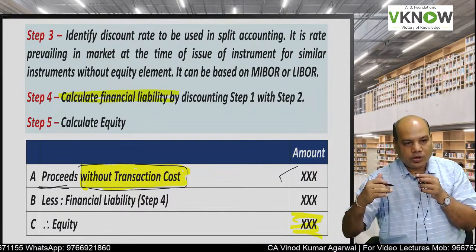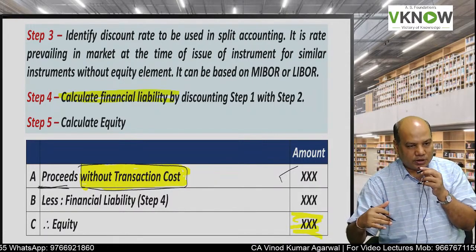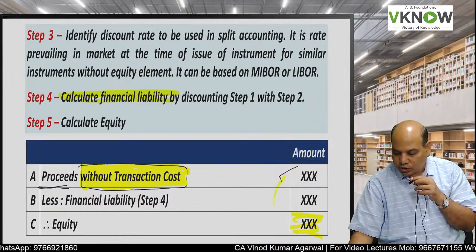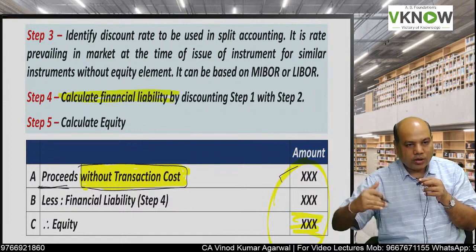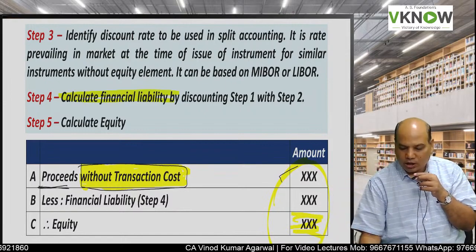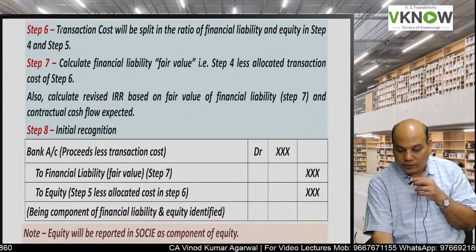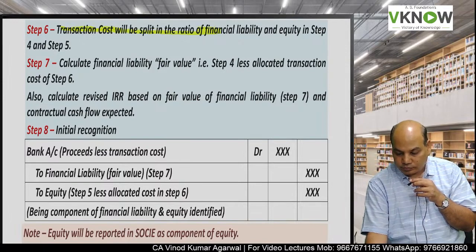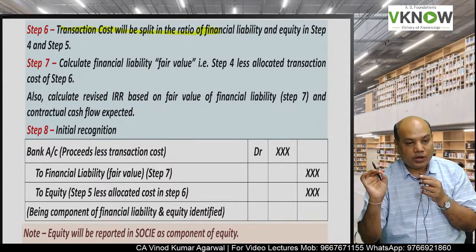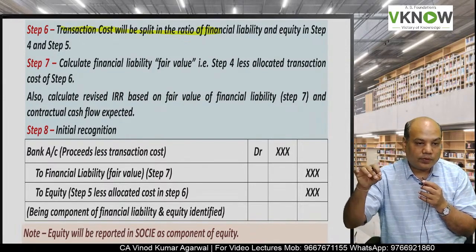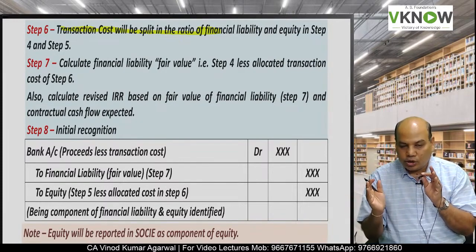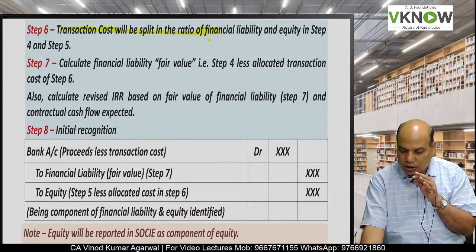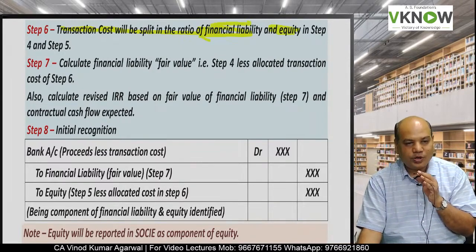So in the exam, two types of questions are asked. One is with transaction cost, one is without transaction cost. If it is without transaction cost, then it is very easy. We have got the equity portion and the liability portion. But if there is transaction cost for issue of this instrument, then it will be allocated to financial liability and equity.